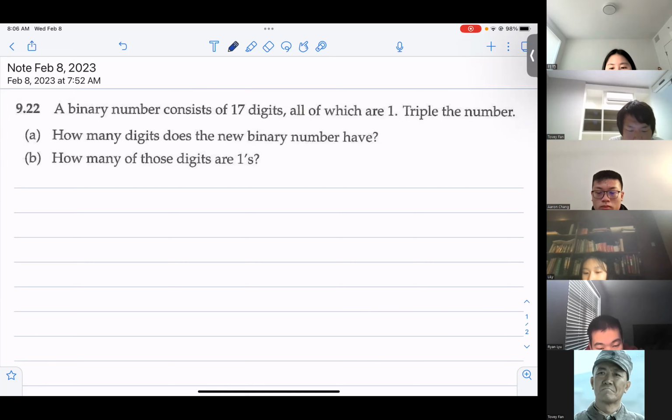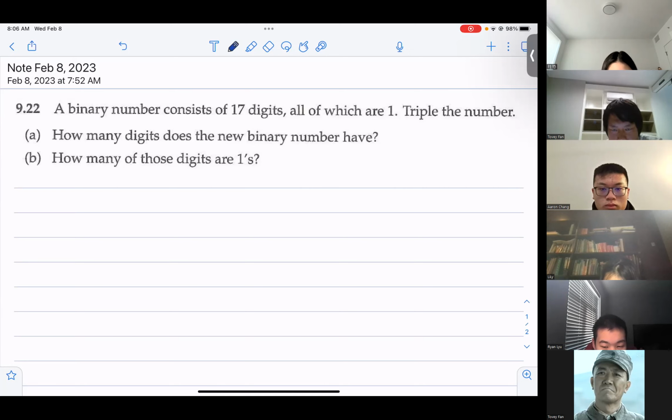Okay, so 9-22: a binary number consists of 17 digits, all of which are 1, and triple the number. So how many digits does it have, and also how many of them are 1s? So here basically it's just asking you to calculate 17 ones in base 2, and you're gonna times it by 3, right? And there are two ways to do it. Of course, one way is always to do a long multiplication, right? So for example, you could do this.